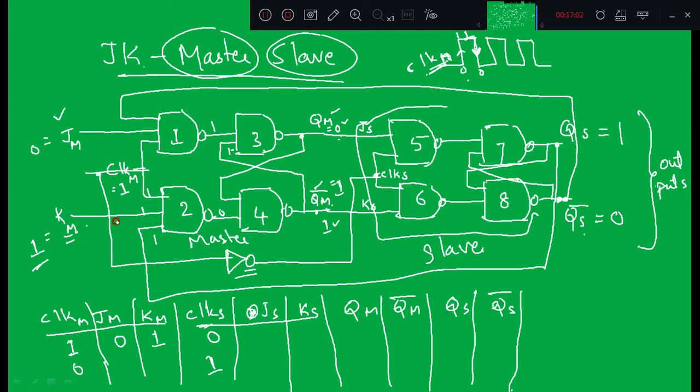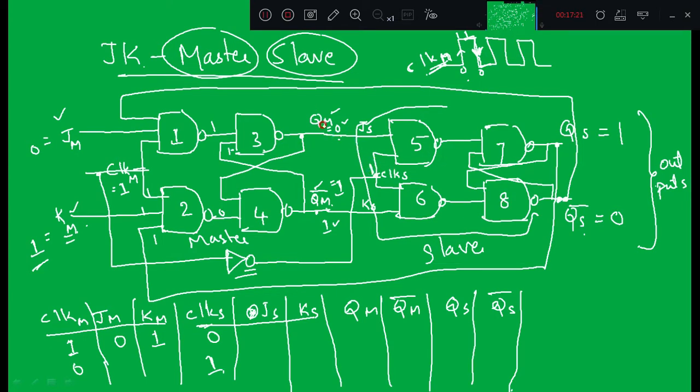When clock S becomes high, only the slave is enabled and the master is disabled. Even though you change JM and KM, the output of the master will not be affected. Only the output of the slave will be affected, because only the slave is enabled. So when clock M becomes 0 during this falling edge, clock S will become 1, that means the slave is enabled.